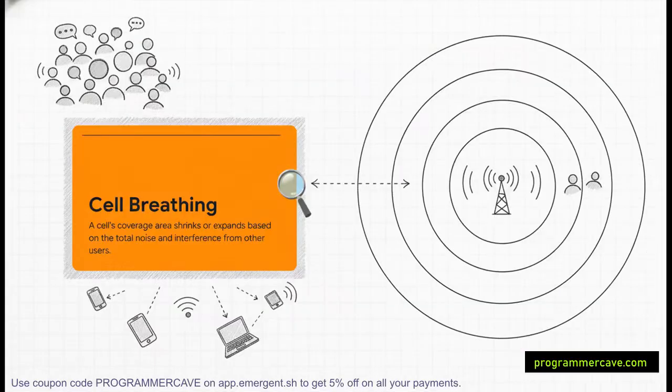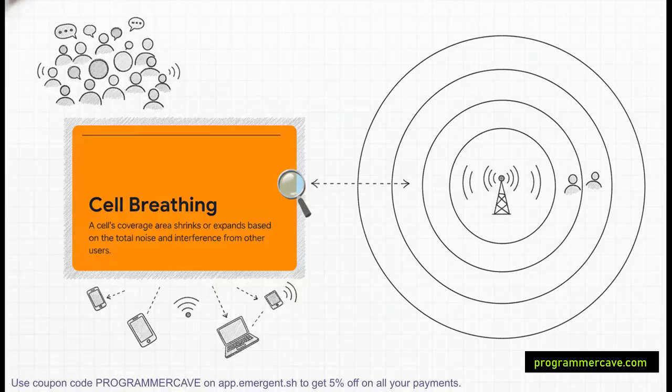And the second effect of this is really cool. It's called cell breathing. So as more people show up to the party and start talking, the total noise level goes up. And everybody's little conversation bubble has to get smaller. In a wireless network, as more devices connect and start transmitting, the interference level rises, and the effective range of that cell tower or Wi-Fi router actually shrinks. It breathes in.